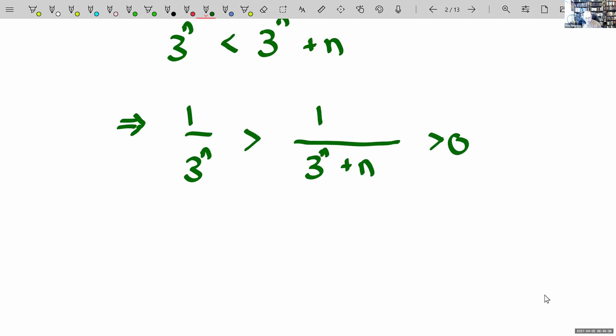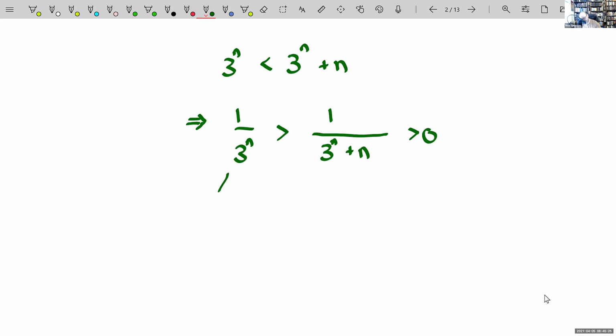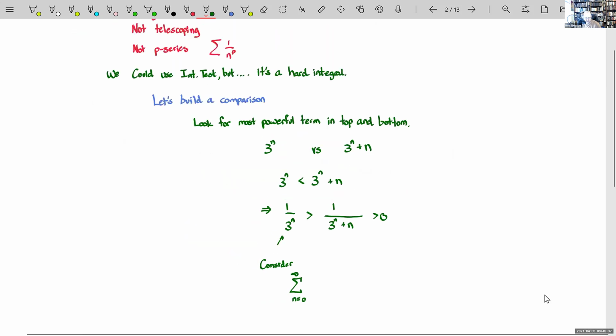So if I could showcase that the summation of that sequence is convergent, then the summation of this sequence by the comparison test will be convergent. It's technically called the series comparison test. So let's go ahead and look at the summation. So consider the summation n equals 0 to infinity. They started at 0, so I'm starting at 0.